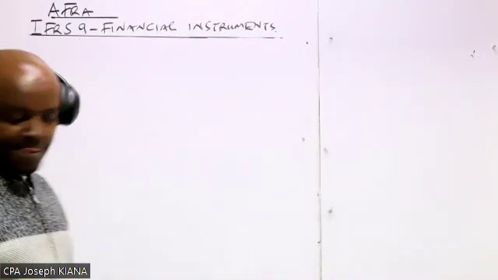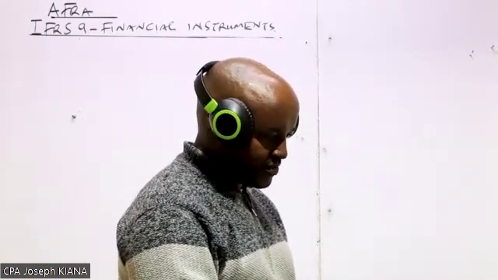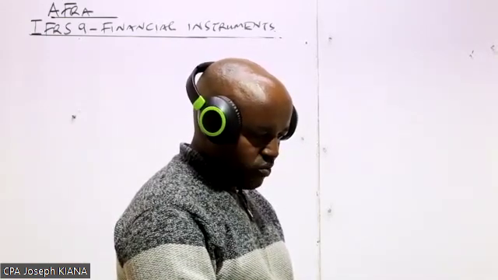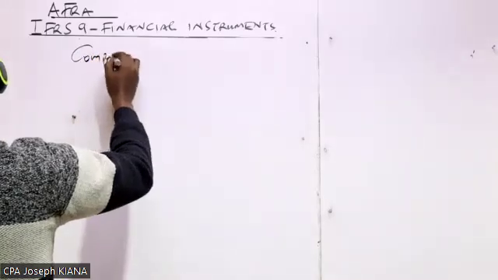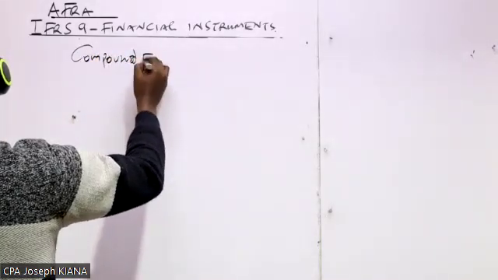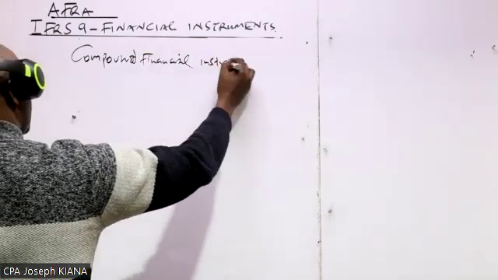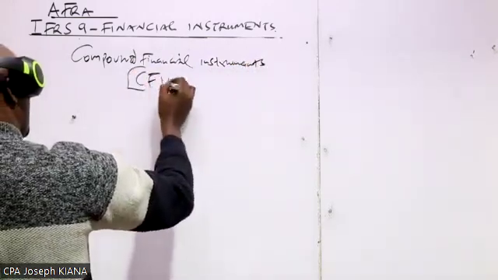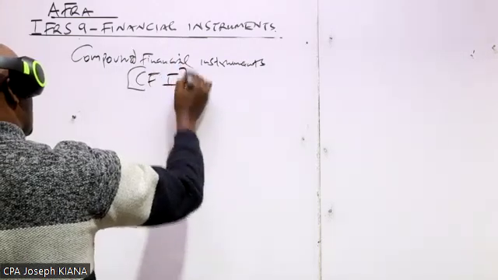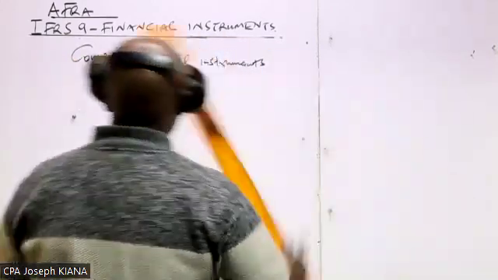Next, I want us to look at something else here. Specifically, I want us to look at something called compound financial instruments, popularly known as CFI. Compound financial instrument. So what do we mean by compound financial instrument?